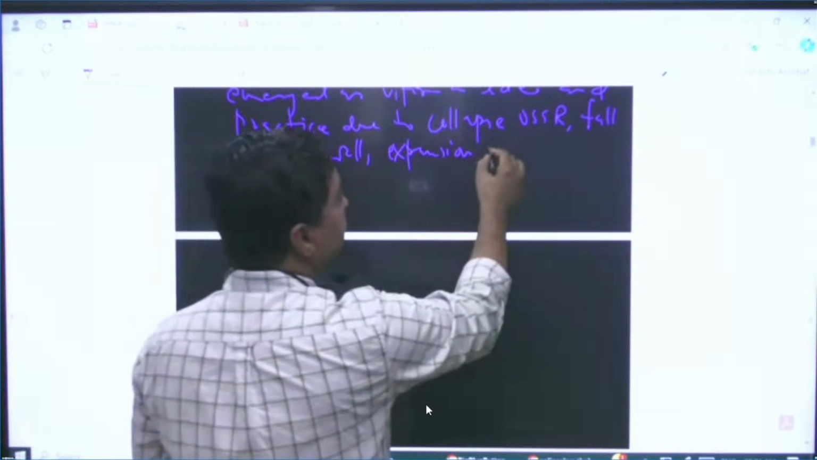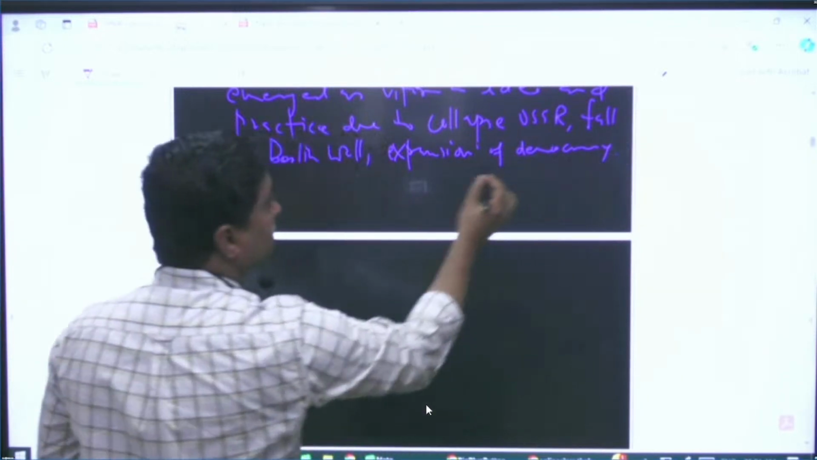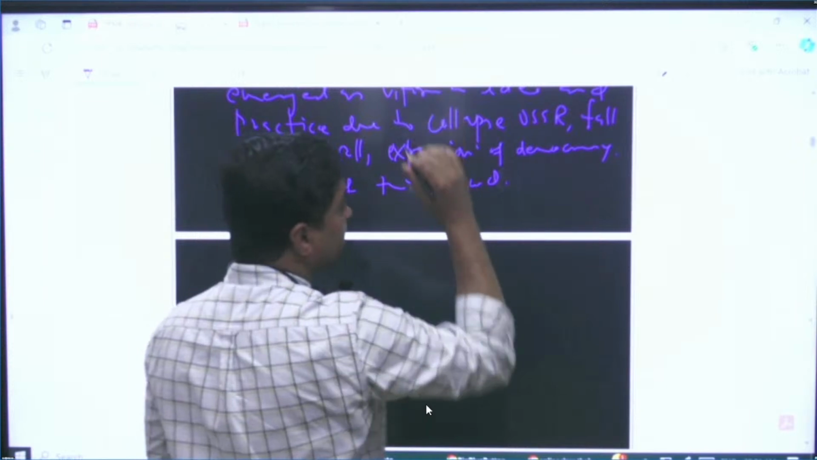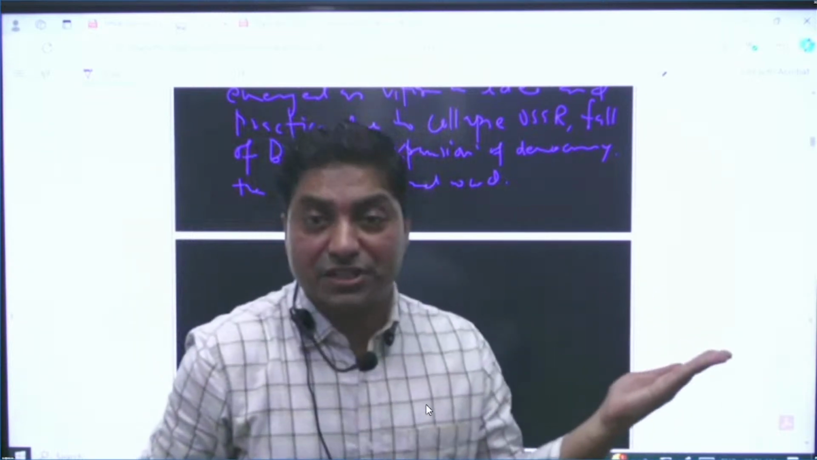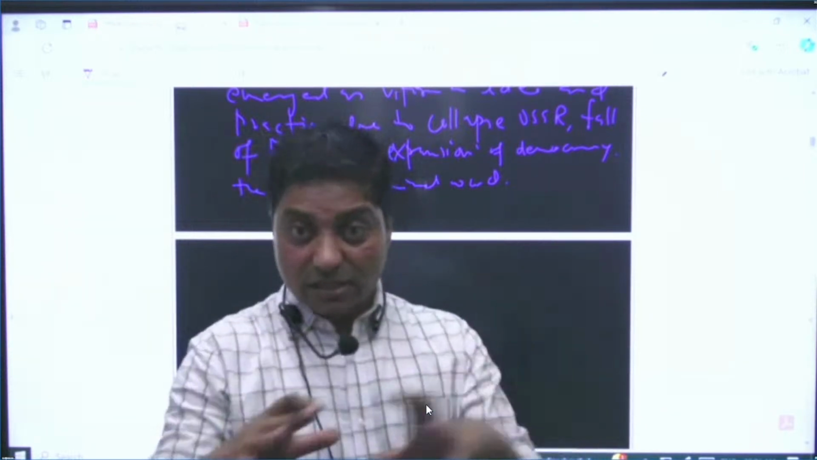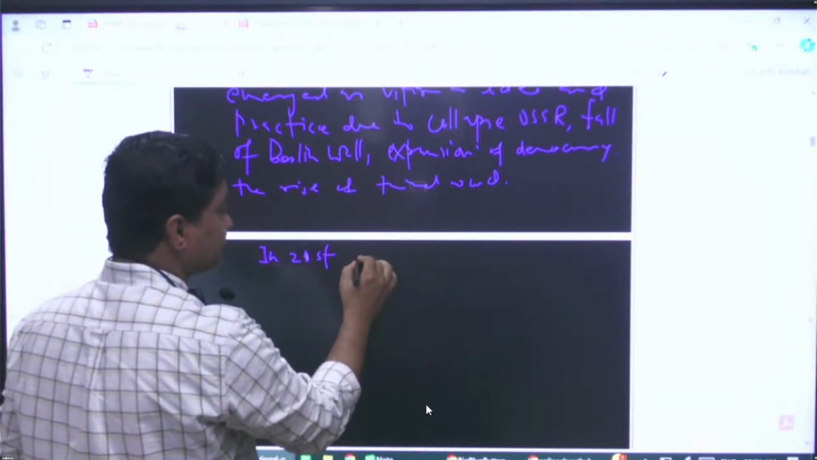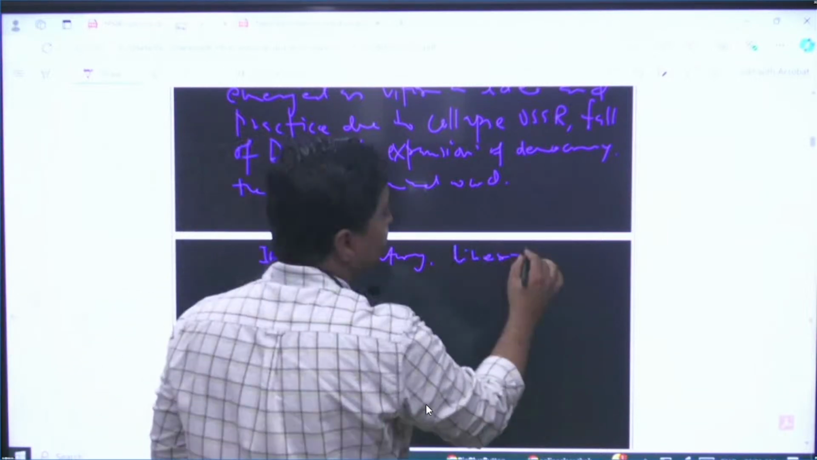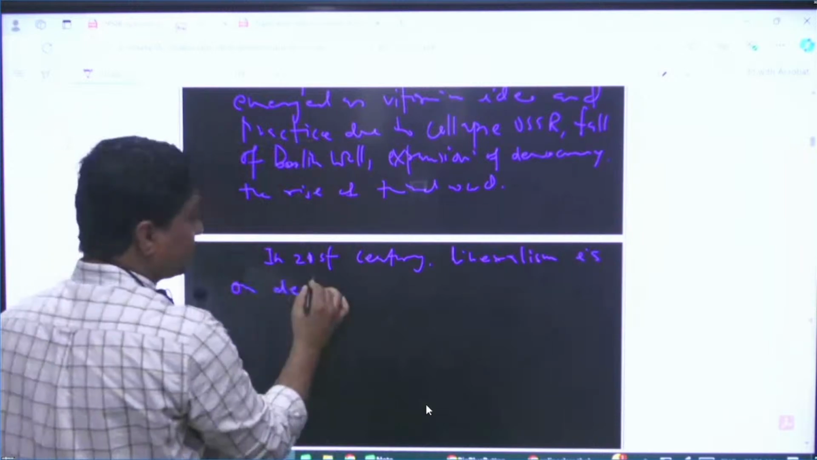Yeah. Fall of Berlin Wall, expansion of democracy, the rise of the third world. Now in the 21st century, liberalism is actually declining due to the rise of authoritarianism, the Russia-Ukraine war, democratic backsliding. This is something contemporary they are asking. In the 21st century, liberalism is on decline due to the following reasons.